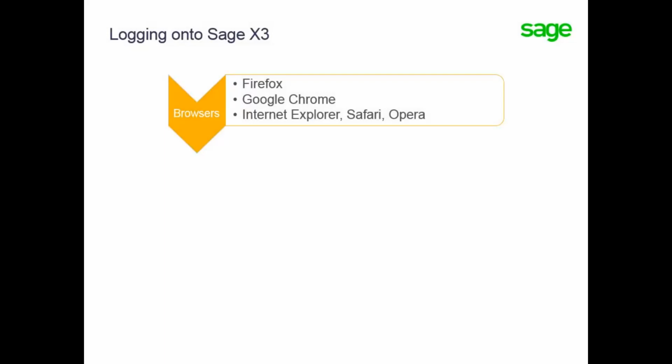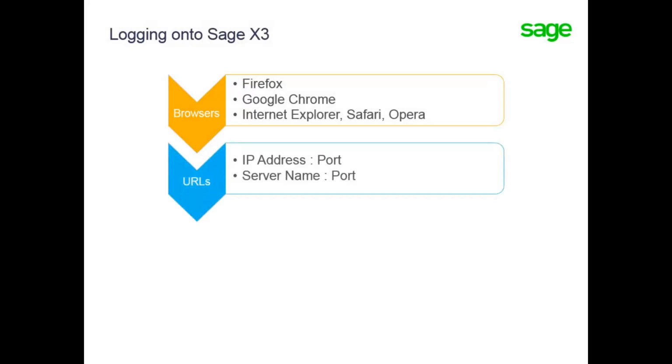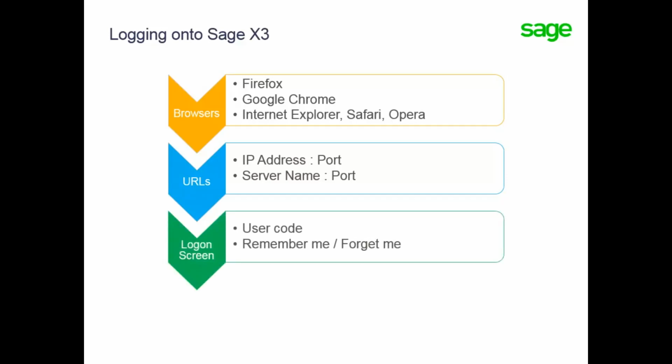In this lesson, you have learned that Sage X3 is browser agnostic. You can use your favorite browser to access your software. Regardless of browser chosen, you can enter either the IP address and port or server name and port to access your software. And finally, depending if your computer is secure, you can choose to have the system remember your login credentials so they won't be required every time you connect to your system.